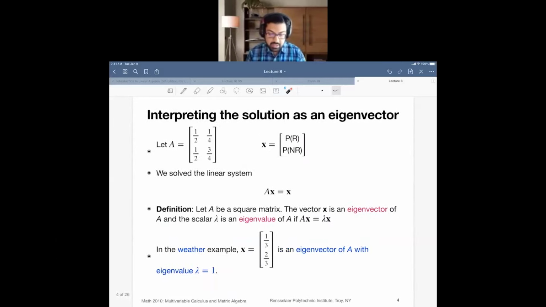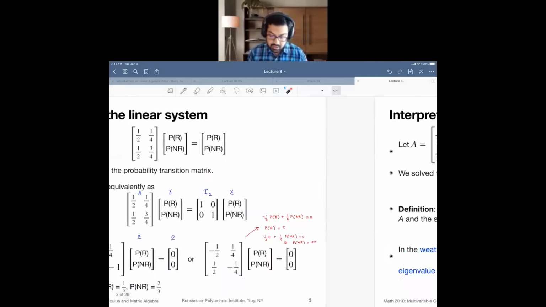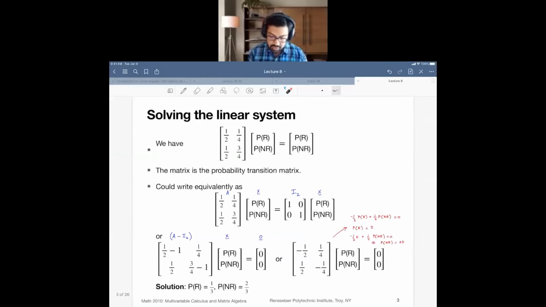Now let's take a look at interpreting this solution as an eigenvector. So we are talking about AX equals lambda X, right? We are trying to interpret that X, whether it satisfies that equation or not. So we have our A from before, those were the coefficients of all those probabilities. X was the vector of unknowns with PR and PNR. And what we did was we solved the linear system of equations, which was AX equals X. Going back right here, this is AX equals X. That's what we tried to solve.